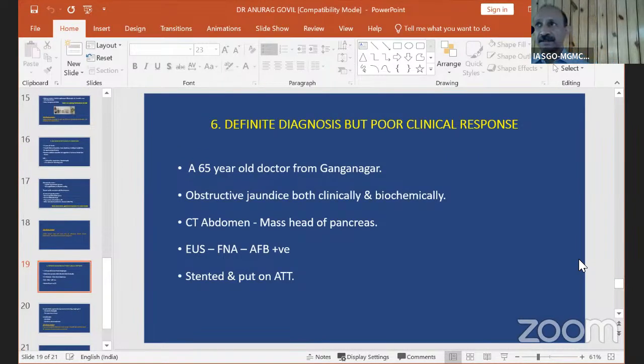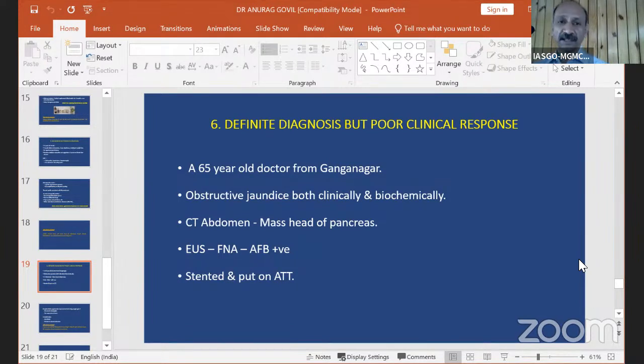The last is when you have a definite diagnosis, but the clinical response is just not happening. So then start thinking why. And here is this unfortunate 65-year-old doctor from Gandhinagar. He came to us with obstructive jaundice, both clinically and biochemically.